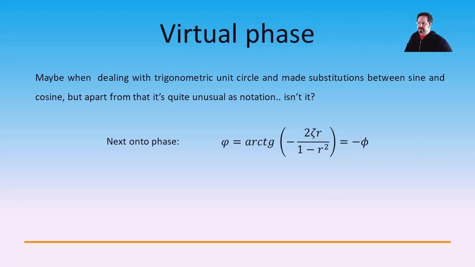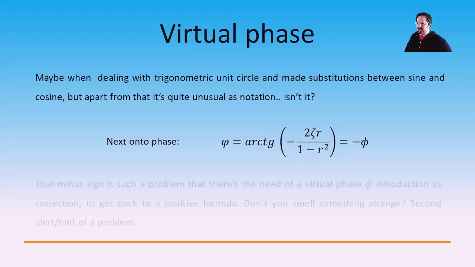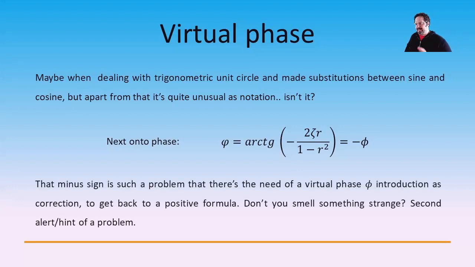The virtual phase that has this expression, that minus sign, negative sign, is such a problem that there's the need of a virtual phase psi introduction as correction to get back to a positive formula. Don't you smell something strange? Second alert, hint of a problem.